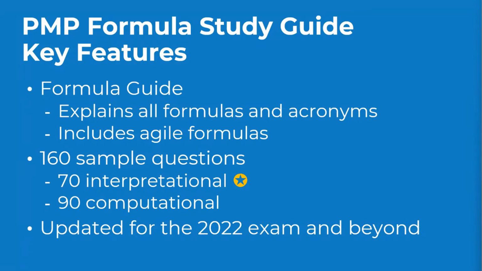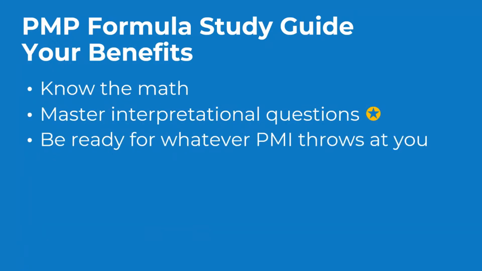The 70 interpretational questions have a little gold star behind them. That's really the most important section there. That's where you really learn how to get into these interpretational questions, which are required for the PMP exam.